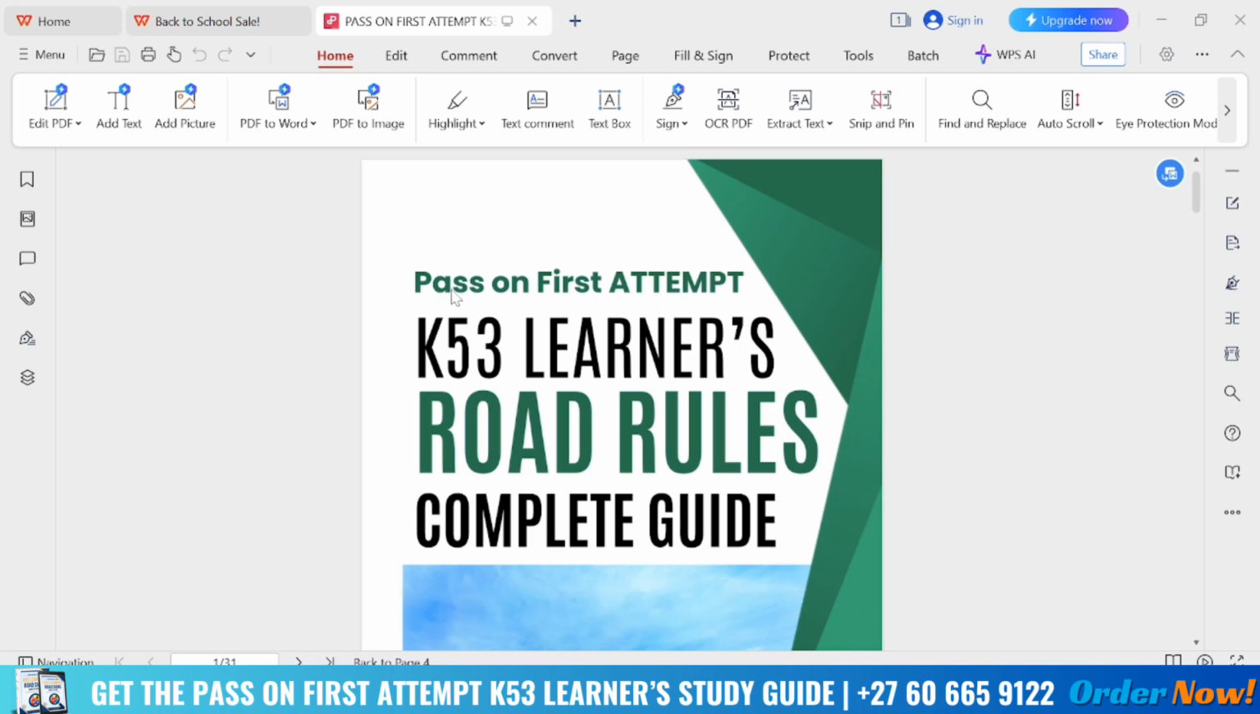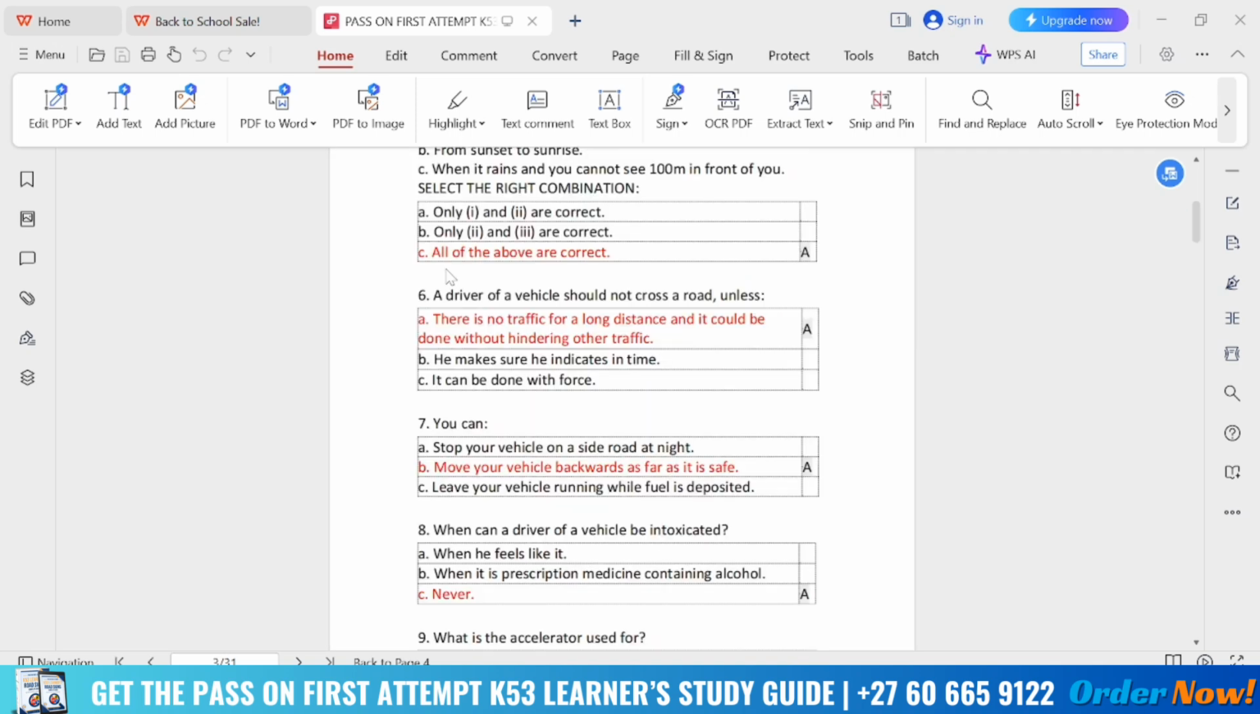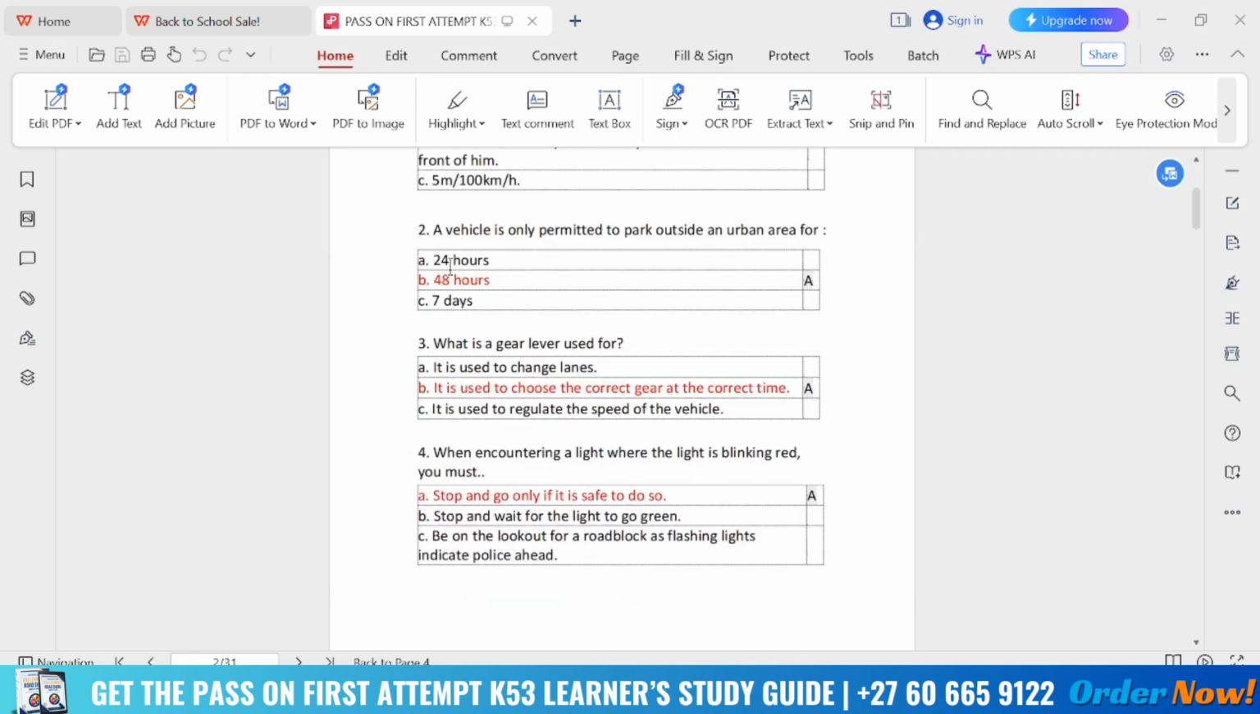So today we're going to discuss the K53 South African rules of the road. So we're just going to be discussing that. So now we are doing this document, right?